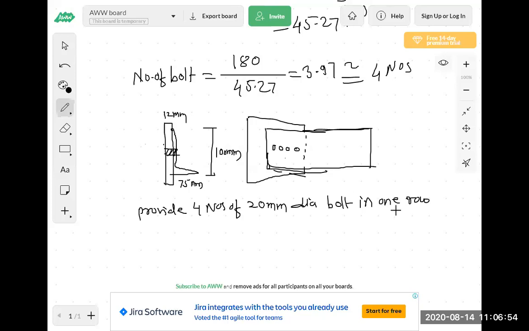If you are providing in 2 rows, you have to provide like this. 2 rows means these 4 bolts you have to provide like this, and here 1 more bolt line will be there. Are you getting? These 4 bolts are in 1 row, then here you have to show 1 row. If you said here 2 rows, then like this you have to provide these 4 bolts in 2 rows, and here 1 more line should be there. Are you getting? If 2 rows are there, one more line should be there.